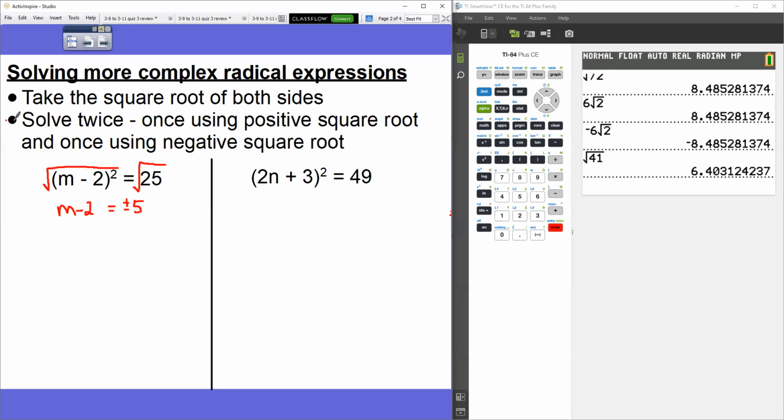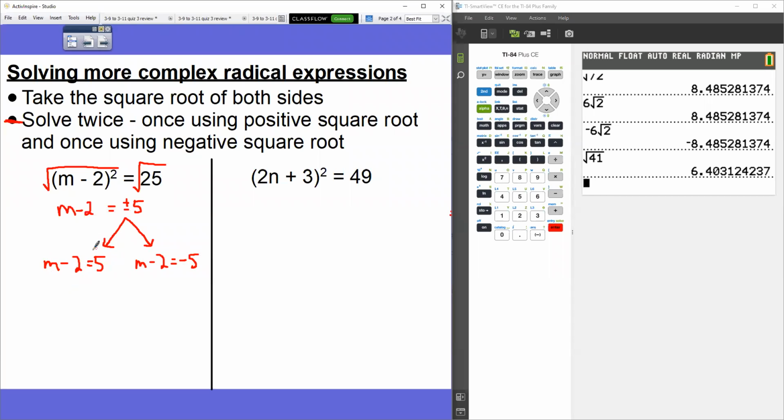Now, here's where it gets a little bit complicated. Now we're at our second bullet. What you're actually going to do, you need to solve it twice. The reason that you need to solve it twice is because of the plus or minus. We need to use it once using the positive square root and once using the negative square root. So when it gets to the plus or minus part, you're going to split it into two separate problems. What we really have here is m minus 2 equals 5, and m minus 2 equals negative 5, because these are going to be two very different answers.